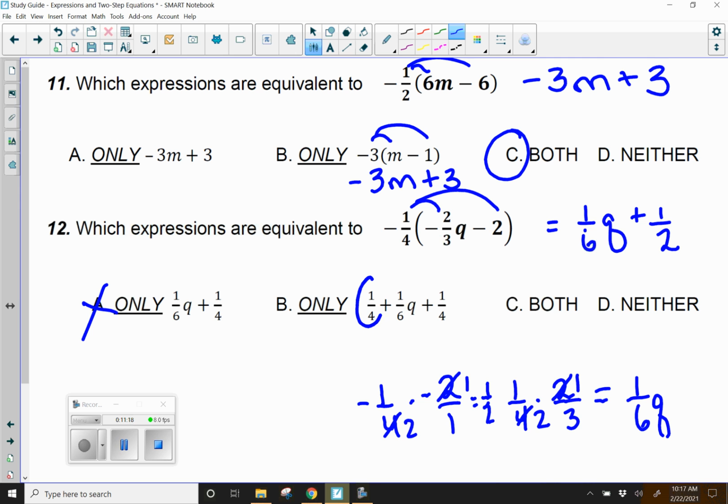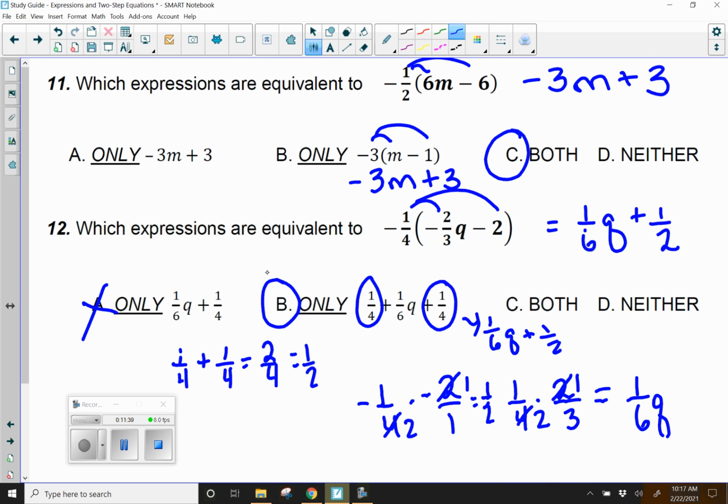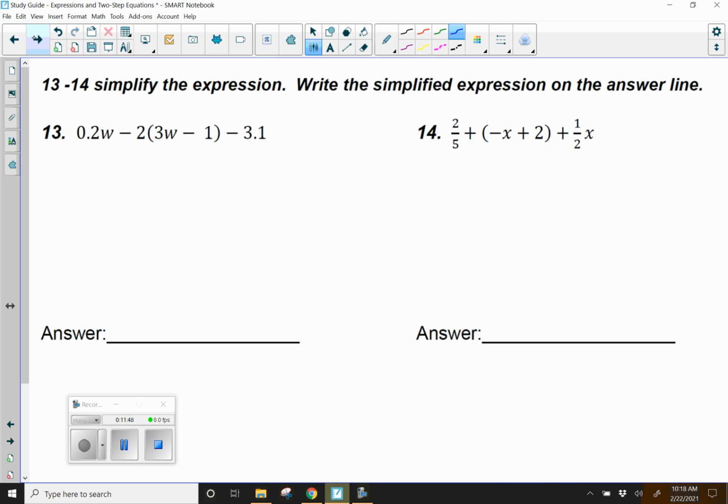We've got like terms. We've got a 1/4 and a 1/4 that we can add together, which leaves me with 2/4, which simplifies to equal 1/2. So really what we have here is 1/6 q plus 1/2, which means that it matches and is an equivalent expression. So that would be correct. So B would be the correct answer for number 12. All right, moving on to the third page, number 13.